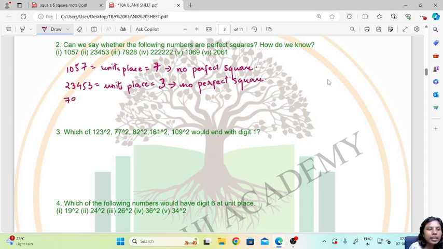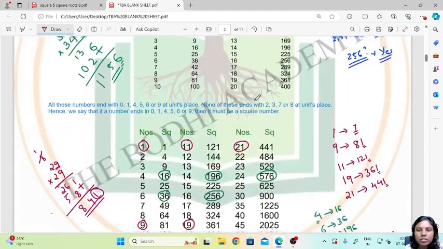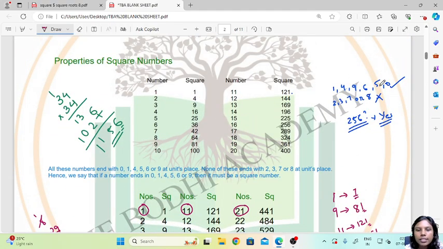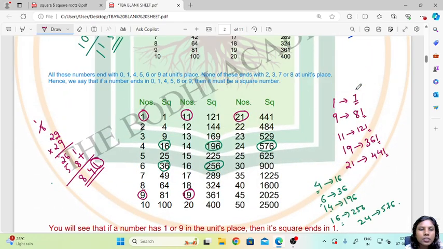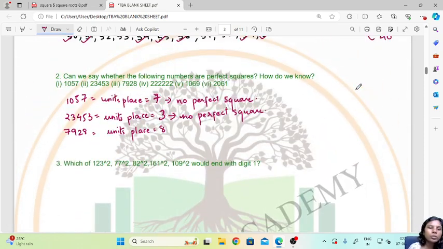Next 7928. This units place is 8. So 8. The perfect square endings are 1, 4, 5, 6, 9 and 0. So 8 also no perfect square. Then we have 22222. This also again units place is 2, therefore no perfect square.